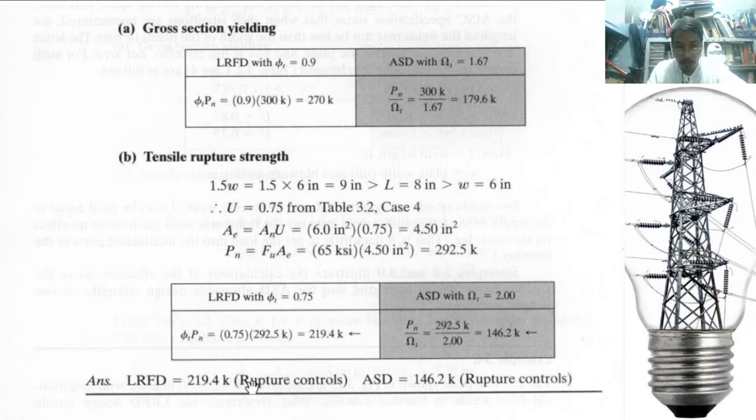Okay? Now for the ASD, we have 179.6 from a while ago for the yielding. For ASD, just divide it by 2 because omega is 2, which gives 146.2. So compare, again, this is lower, so our answer is 146. So our design strength is 219 and our allowable strength is 146. Okay?